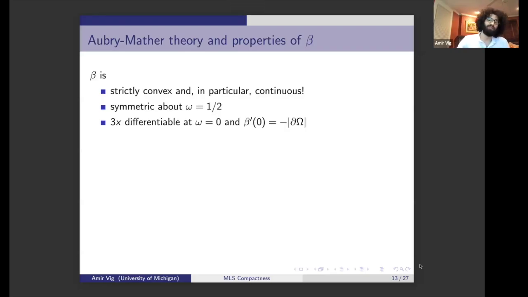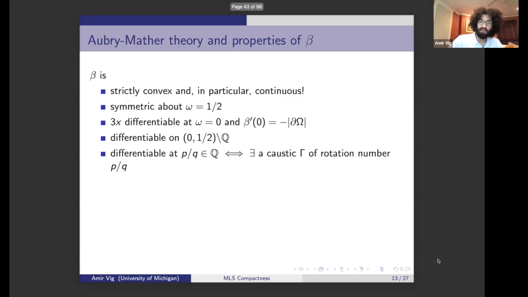And it's three times differentiable at the boundary. The derivative of the beta function at 0, which, 0 rotation number basically corresponds to infinitely many bounces winding around once, which is essentially just one gliding orbit, equals minus the length of the boundary. It turns out that this function is also differentiable at every irrational between 0 and 1/2. And it's differentiable at a rational if and only if there exists a caustic of that rotation number. So when we say a caustic of rotation number p over q, what we mean is that every orbit tangent to that caustic is periodic and has rotation number p over q.